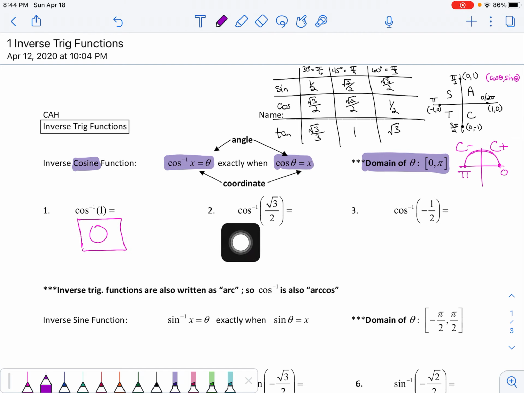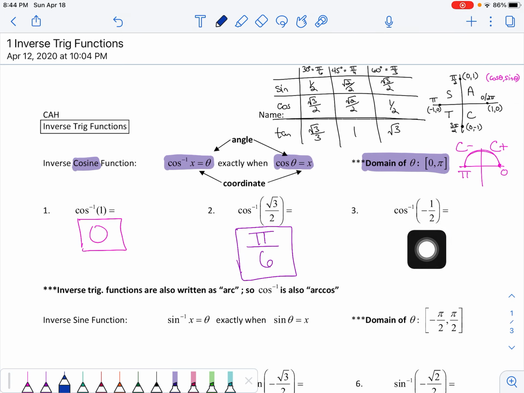All right. Number 2, inverse cosine of root 3 over 2. This is positive root 3 over 2, so it's pretty straightforward. Root 3 over 2 is right here in my trig chart. That corresponds to pi over 6 as my radian measure. So the inverse cosine of root 3 over 2 is pi over 6. So that one's done.